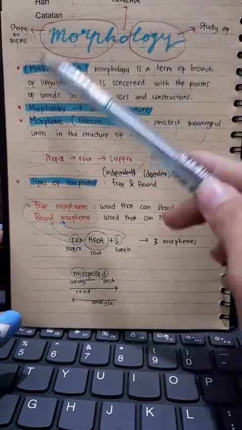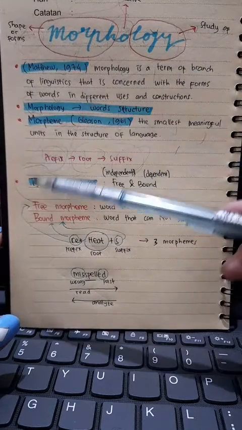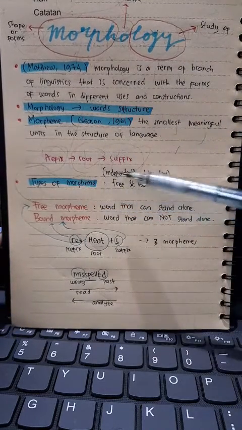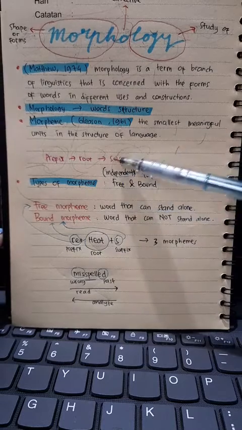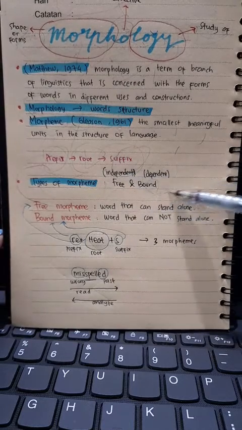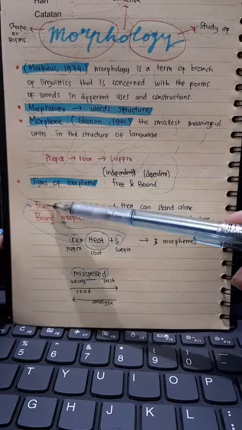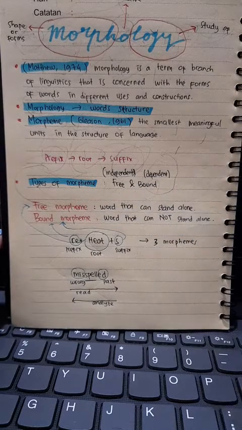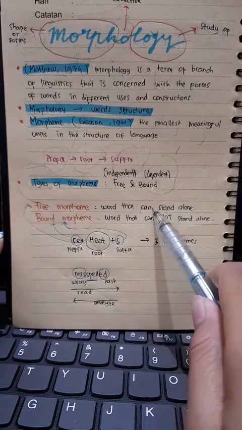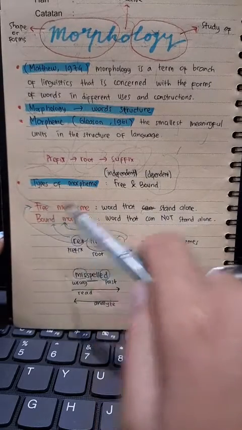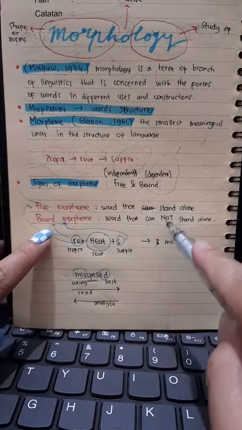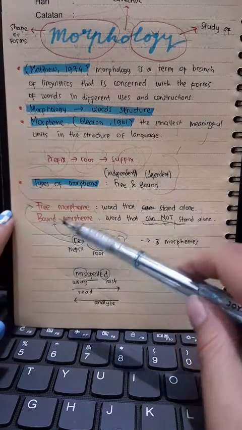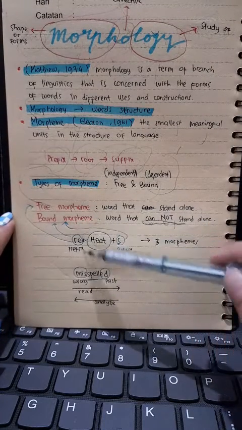Before we jump into morphology, we have to know that there are two types of morpheme: free and bound. Free is independent and bound is dependent. So a free morpheme is a word that can stand alone, and a bound morpheme is one that cannot stand alone. For example, we have heat here.